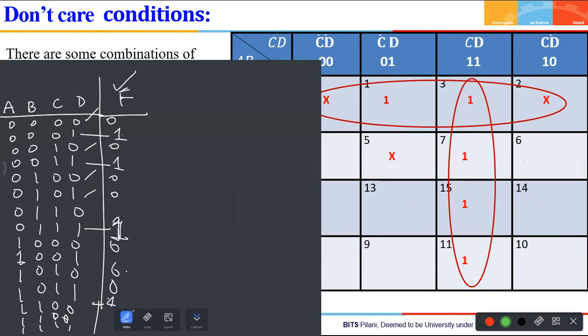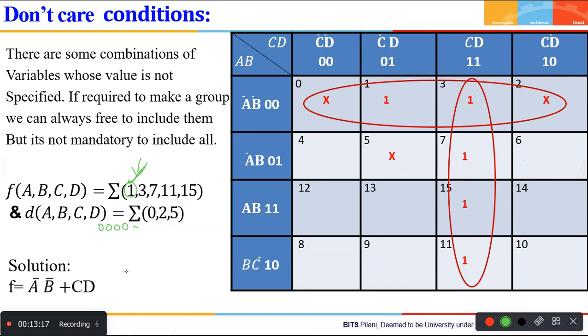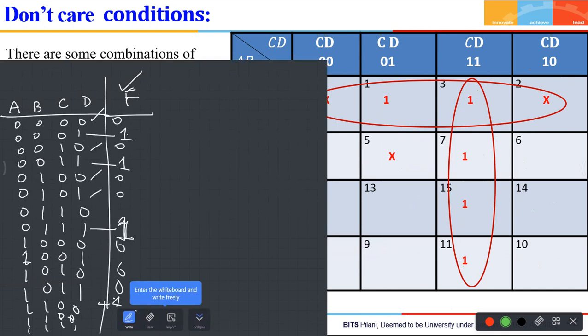Suppose I say 0, 2, 5 are don't cares. If I say that 0, 2, and 5 are don't cares, it means that for that combination of inputs, F is either 0 or 1. That's called don't cares. We are assuming it. It's just an assumption for simplification. Assume that these combinations are don't care. What is the meaning of that actually?